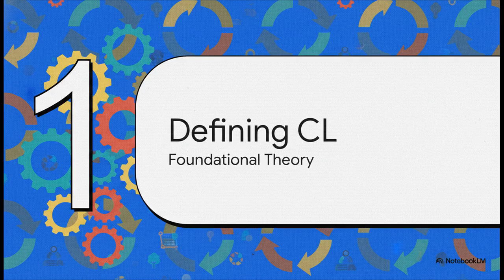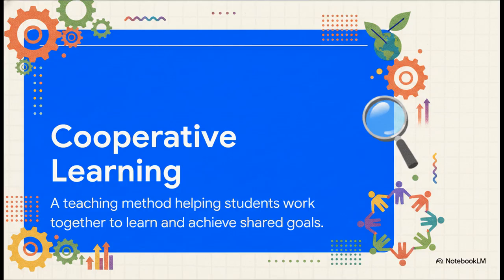Let's look at the foundational theory. So, cooperative learning, or CL, is way more than just tossing a few students into a group and crossing your fingers for the best. It's actually a very deliberate, highly structured teaching method. It consists of specific concepts and practical strategies to help students work together so they can learn and achieve shared goals. It's really about structuring that collaboration so that academic achievement and critical life skills happen at the exact same time.